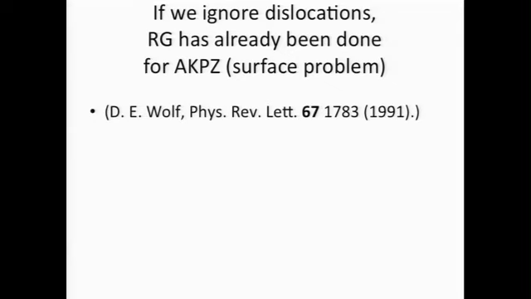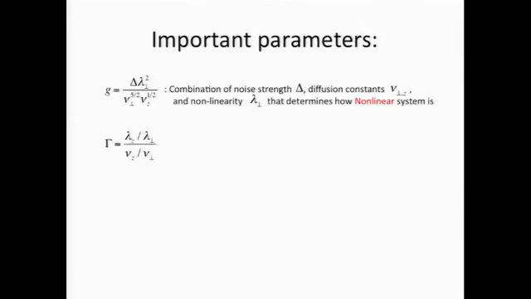Well, if you ignore dislocations, it's great because you don't even have to do it. Somebody else already did it. This guy Wolf did it back in 1991 in the context of an anisotropic surface. So we can just copy his results. It turns out we couldn't quite copy all his results because he didn't do the calculations we really needed to do. But what I'm going to show you is a picture of the flows in these two parameters.